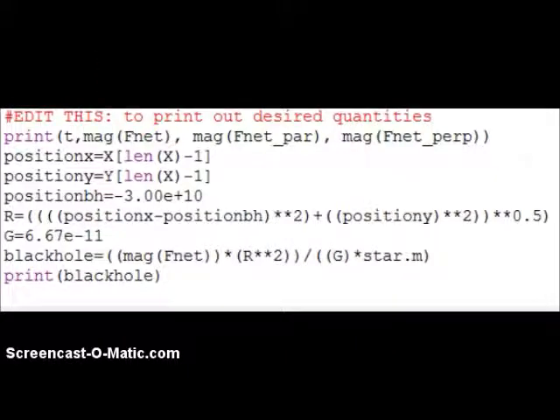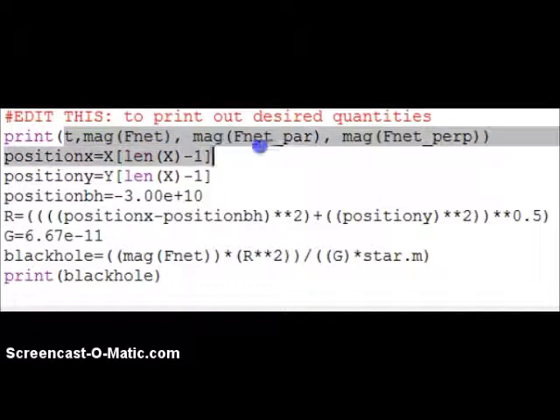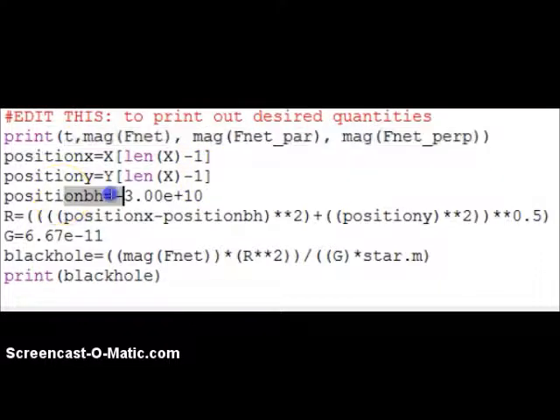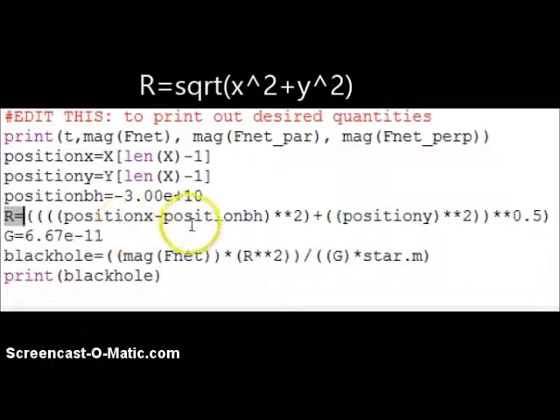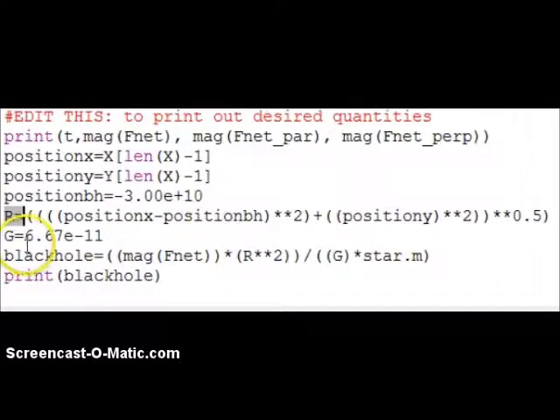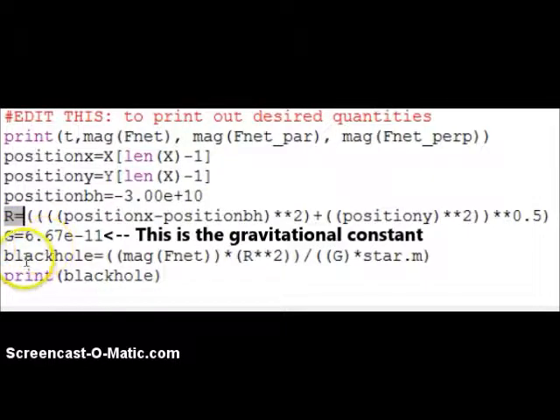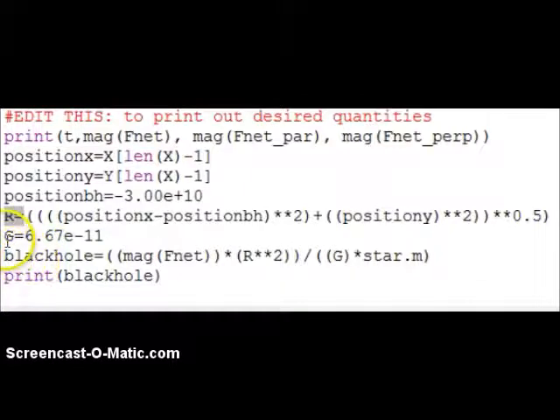At the end of the code, I had my program print the time elapsed, the magnitude of the net force, in the parallel and perpendicular direction. Using the positions from the CSV file and the position of the black hole, I use the equation previously stated to find the distance, our x component squared plus our y component squared, and then the square root of that. Taking the gravitational force equal to the net force, I solved for the mass of the black hole, as we can see here, just in terms of Python, and then printed the mass of the black hole here.